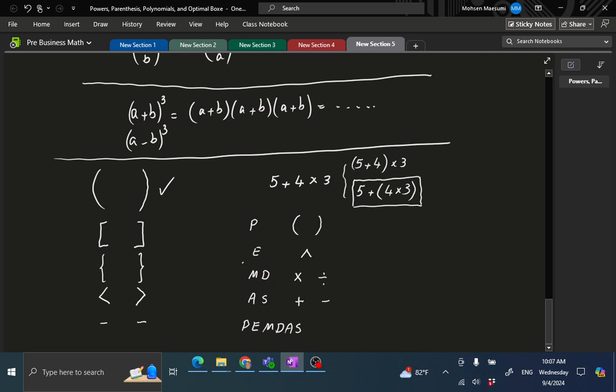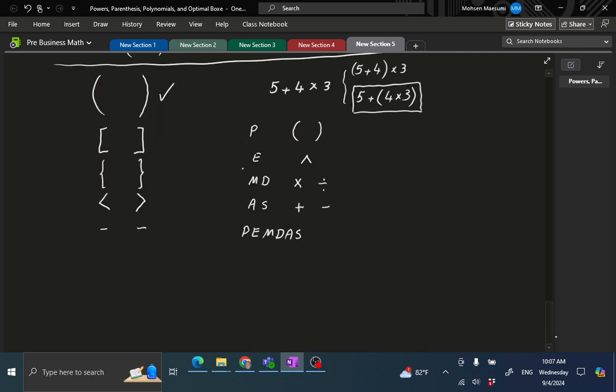If we wanted to add 5 and 4 first, then we are forced to use the parentheses to dictate that that is going to be done first and the multiplication is going to come later. Okay, same issue comes up all over the place, so let's go ahead and practice these things.